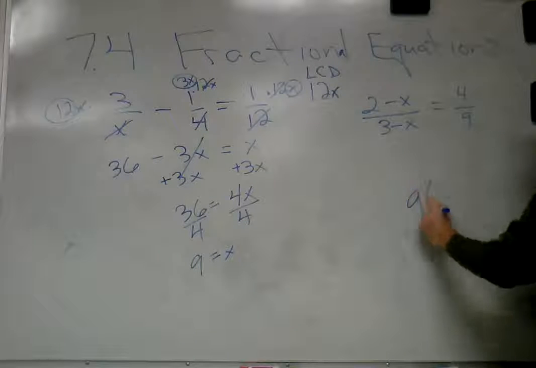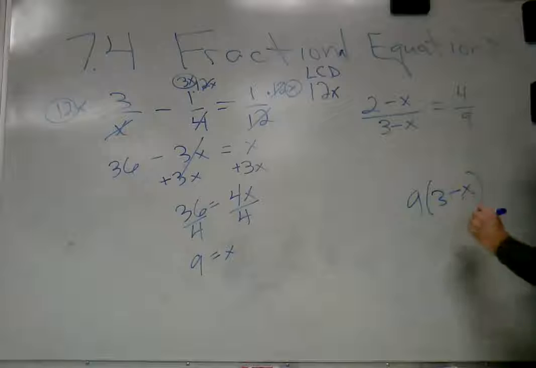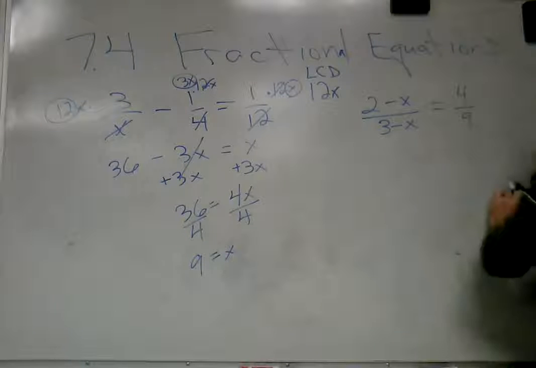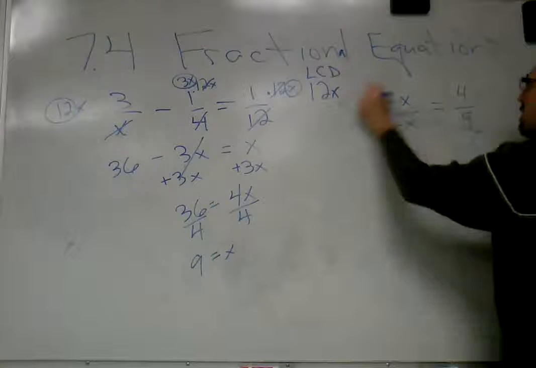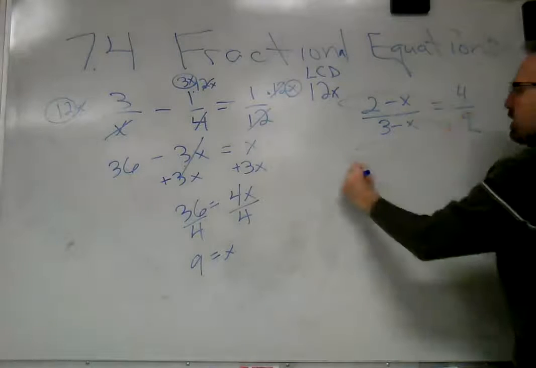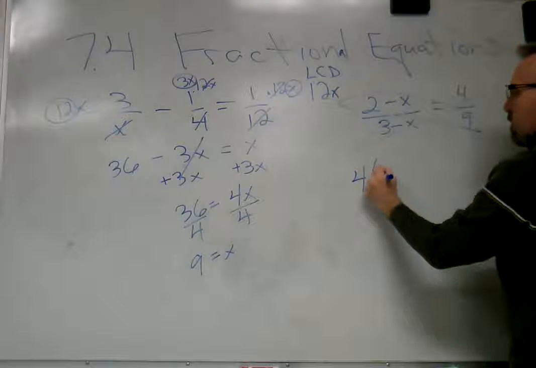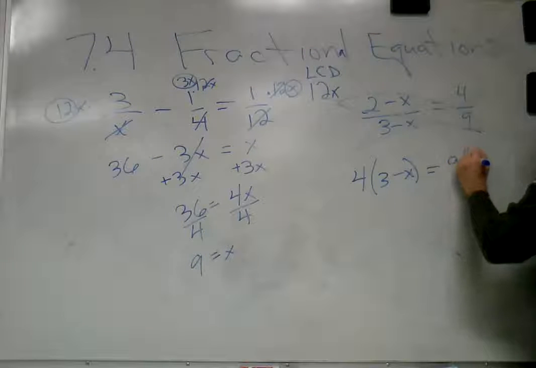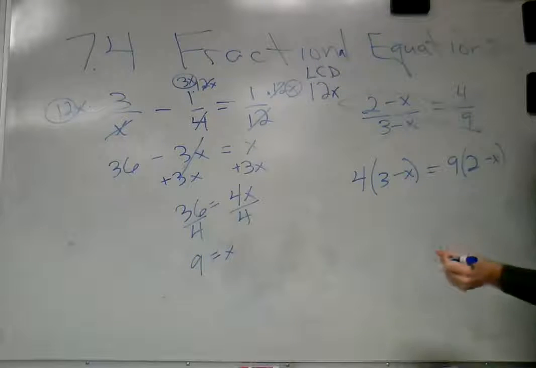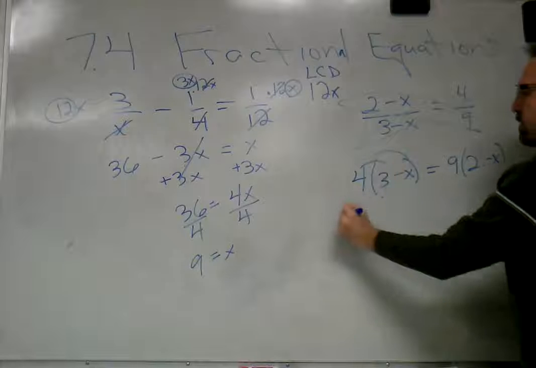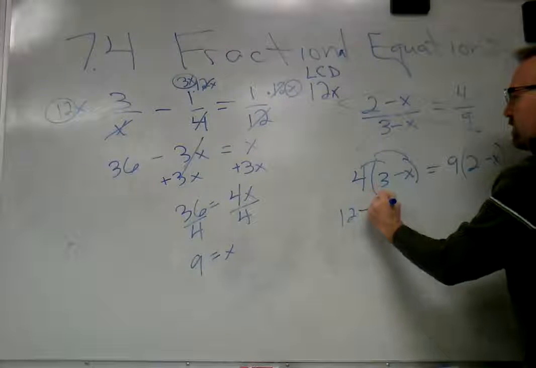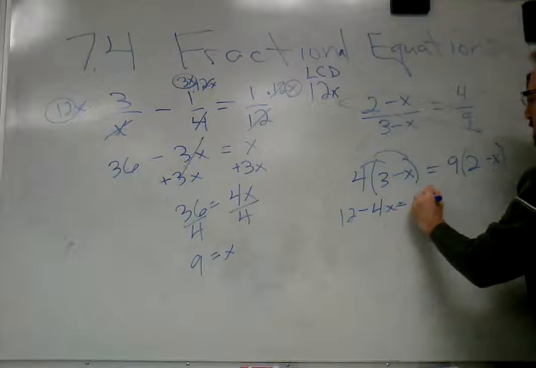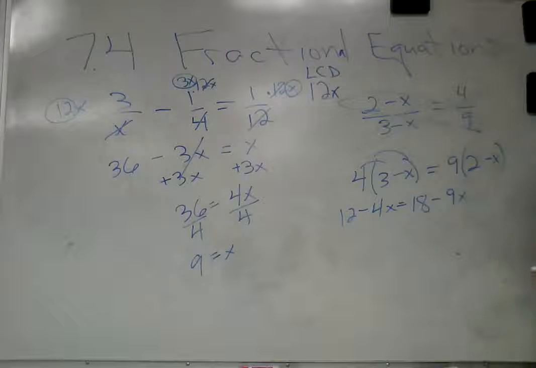So our common denominator is going to be this. Okay. And that's going to involve more work. So if we just look at it this way, it's going to be a little bit of a simple problem. So 4 times 3 minus x equals 9 times 2 minus x. So we distribute: 12 minus 4x is going to equal 18 minus 9x. So an equation with the variable on both sides.